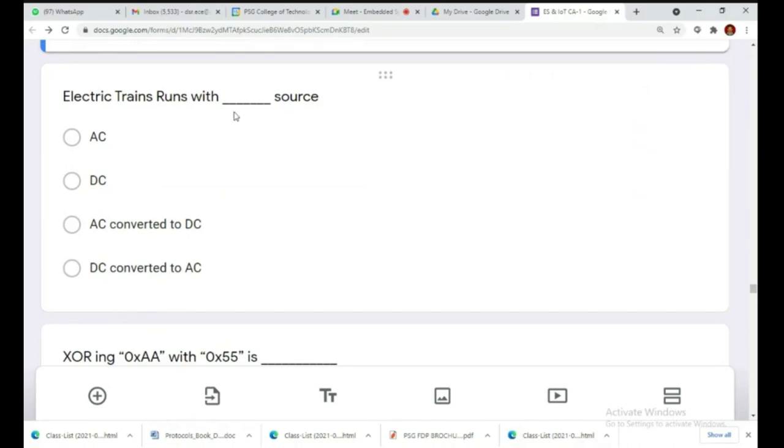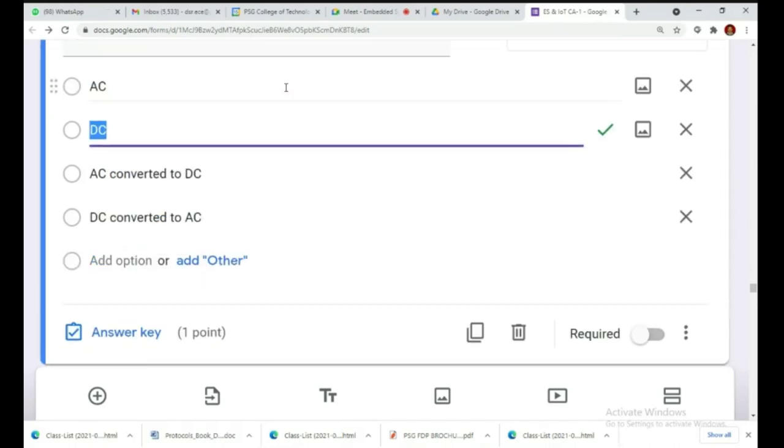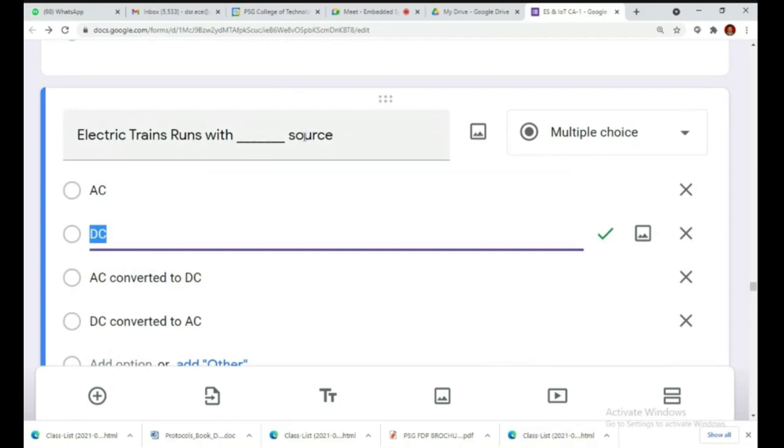Electric trains run with a DC source. It is 25,000 volts DC. Very interesting, right? You could have seen on the electric train the danger sign, 25,000 volts DC. So electric trains run with a DC source.